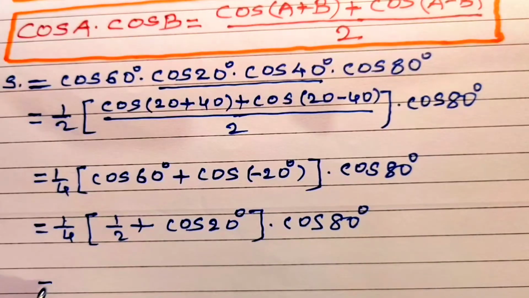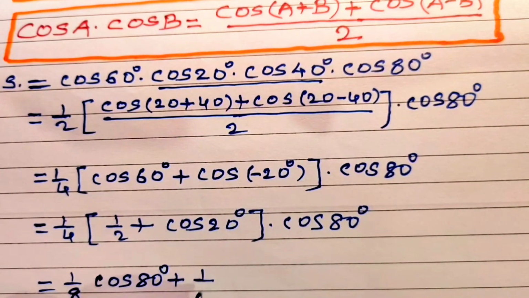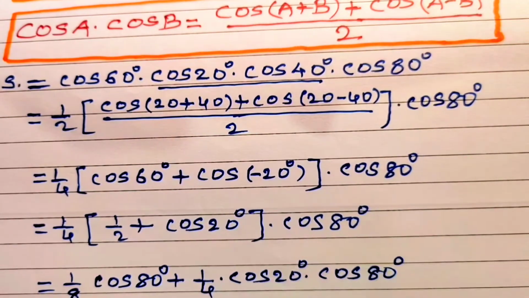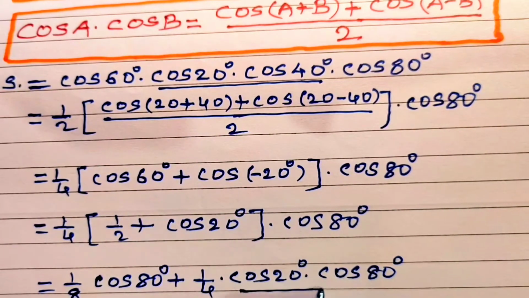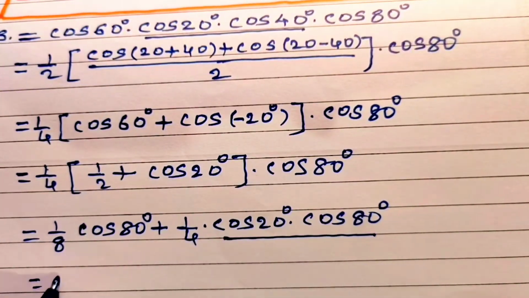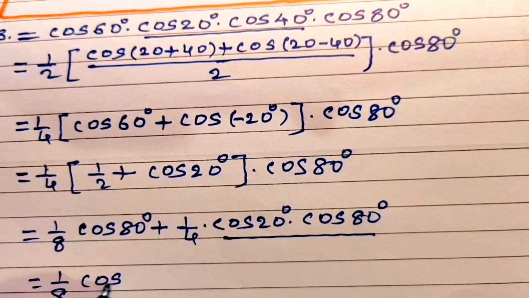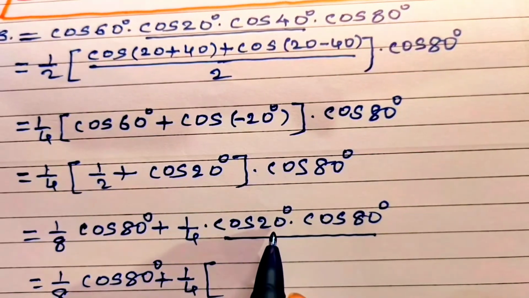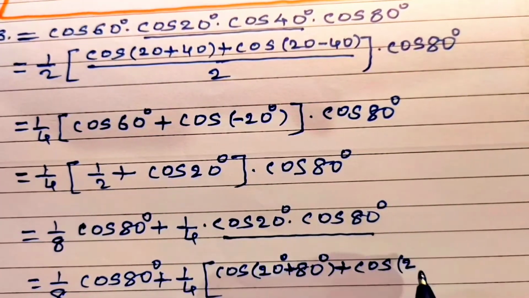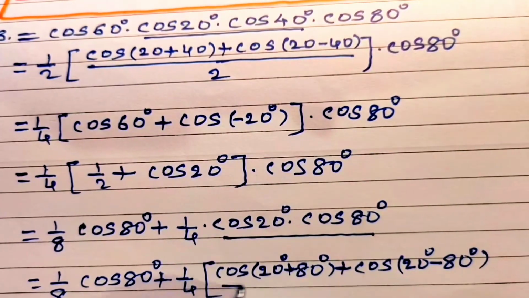So we can write this is equal to 1 upon 8 into cos 80 degree plus 1 upon 4 into cos of 20 degree into cos of 80 degree. Again apply same formula for the multiplication of two cosine functions for this product. Hence this is equal to 1 upon 8 times cos of 80 degree plus 1 upon 4 times into bracket. Now here consider A is 20 degree and B is 80 degree. Then cos of 20 degree plus 80 degree plus cos of 20 degree minus 80 degree divided by 2.